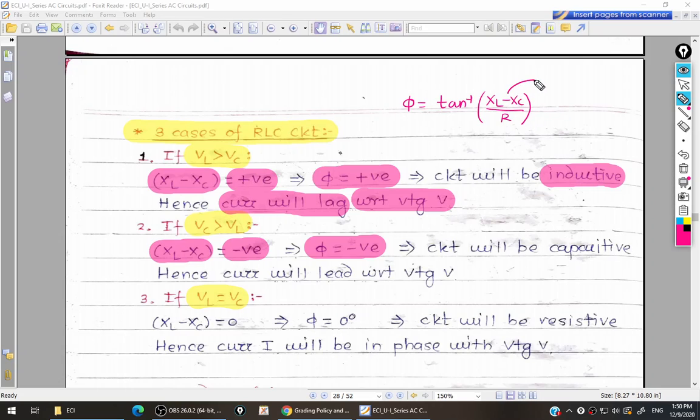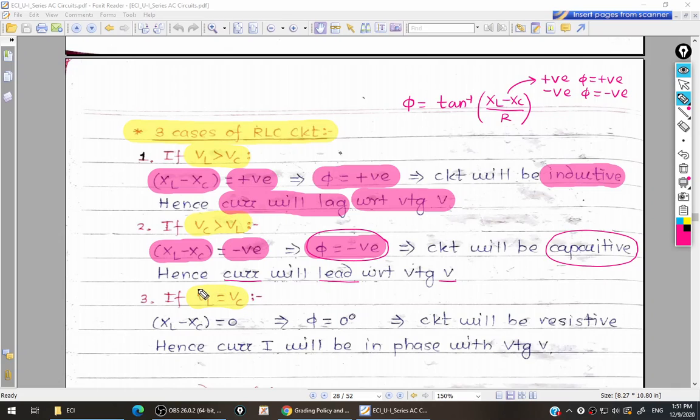So if this difference is positive, definitely your phi is a positive value. If this difference is negative, definitely your phi will be a negative value. Same you are getting here. If your difference is negative, your phi is negative, and in that case your circuit will be what? Capacitive. And if the circuit is capacitive, we know that current is leading with respect to voltage.